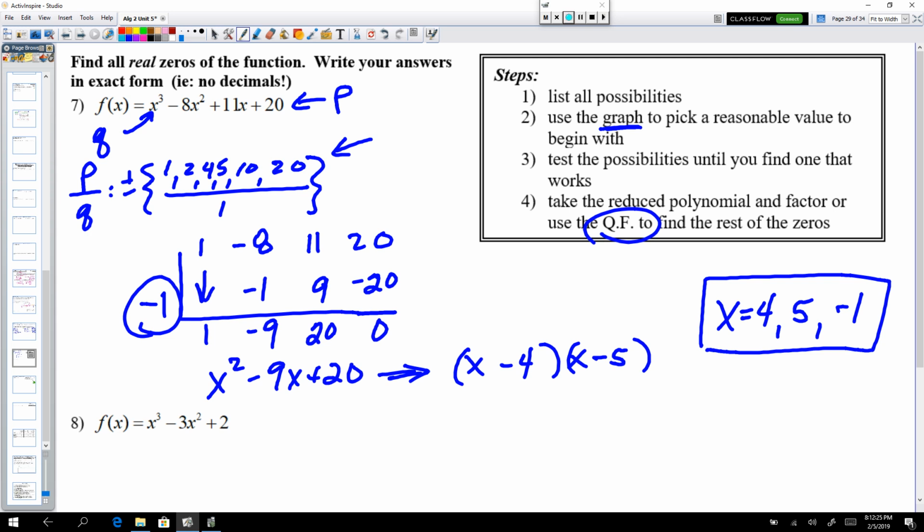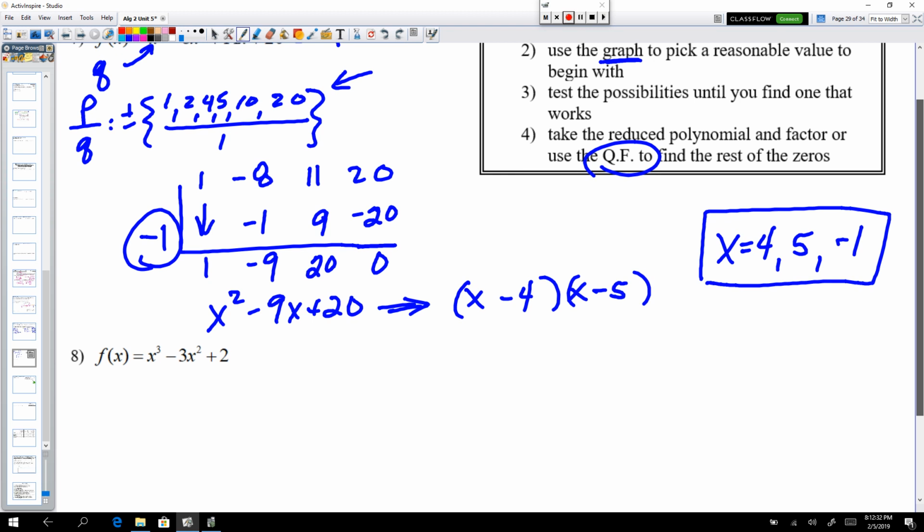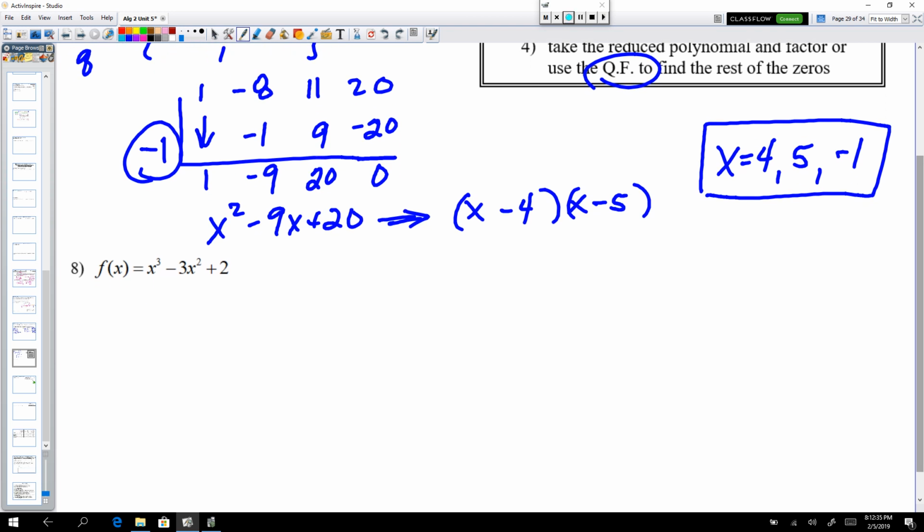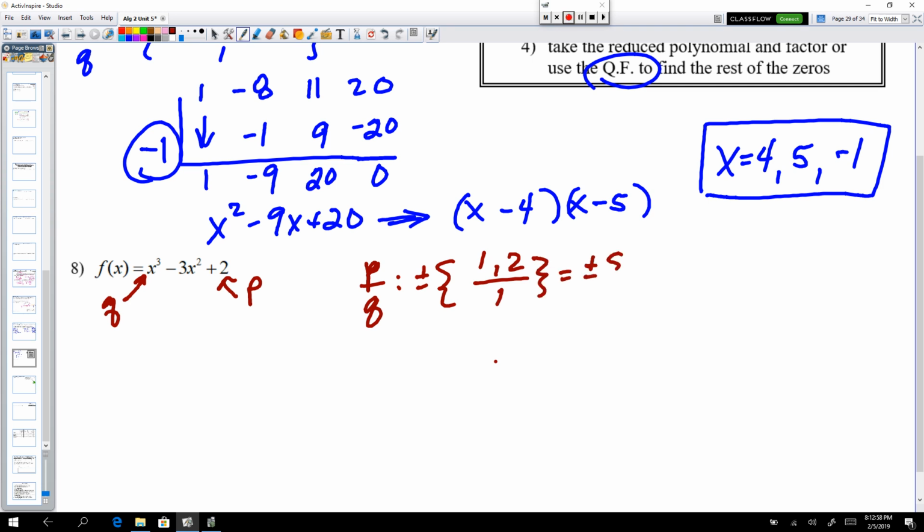Now, speaking of which, you know we're going to throw the quadratic formula at you. So let's take a look at number 8. We're going to start with the same steps. We're going to take a look at the possible rational roots and then see if we can see any of those on the graph. So let's talk about possibles. P over Q. There's P, there's Q. So the P over Q possibilities are positive and negative. Well, the things that multiply to 2 are just 1 and 2. Over top of the things that multiply to 1 are just 1. So P over Q is just positive and negative 1 and 2.